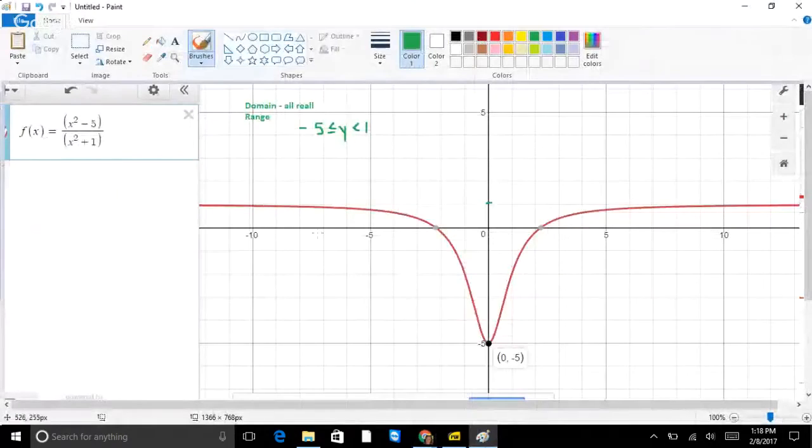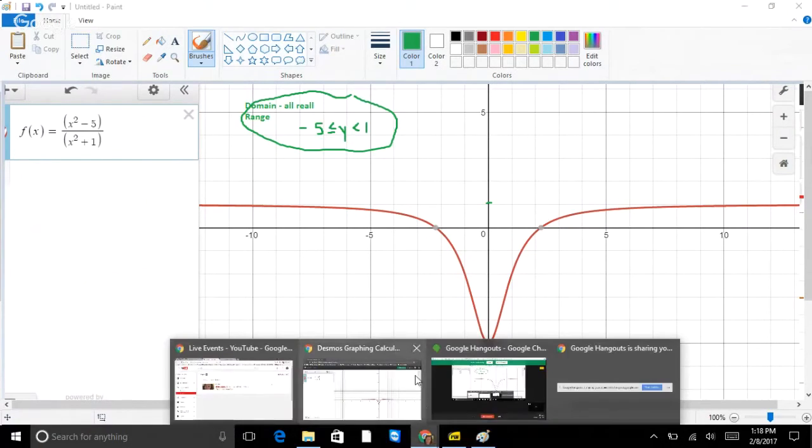So if I wanted to graph this, I would graph it like this, and then I would say the domain is all real, with 2 L's, real, and the range is -5 is less than or equal to y, which is less than 1. Okay. All right, one more that we want to graph here, and then you guys will be on your way to have fun graphing domain and ranges.